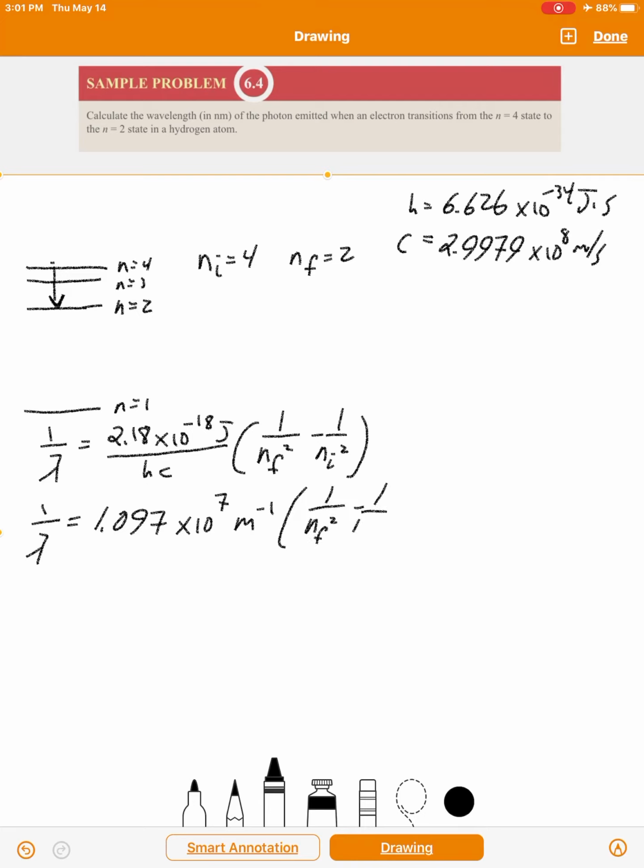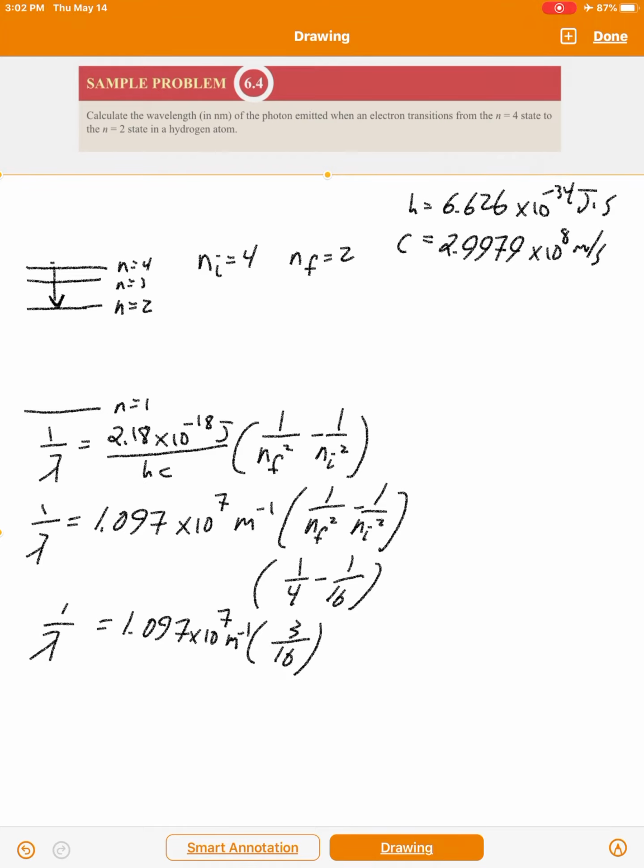Okay? Now, 1 over 2 squared is 1 over 4. And 1 over 4 squared is 1 over 16. So what you have in the parentheses is 1/4 minus 1/16. Well, 1/4 is the same as 4/16. 4/16 minus 1/16 is 3/16. Okay? So 1.097 times 10 to the 7 reciprocal meters, and that would give you 1 over wavelength, okay? So all we've got to do is that arithmetic, and that'll give us 1 over wavelength.